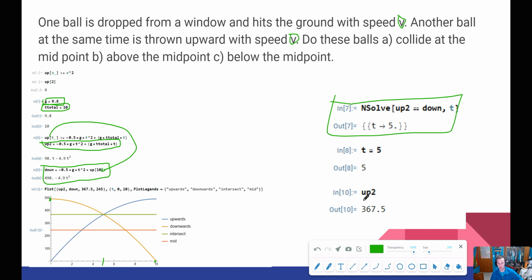So if you plug t equals 5 into one of our equations, you get 367.5. When you plot that, that's the green line right here. But that is above the halfway point distance-wise. So the answer is that it is above the midpoint where these balls are going to collide. And so you're thinking, okay, you did a lot of math here to get to this. Is there a quicker way to get to this answer? And the answer is, well, yes, there is.